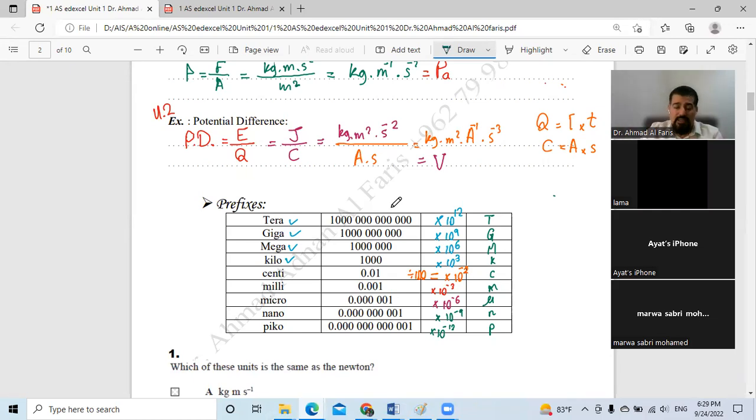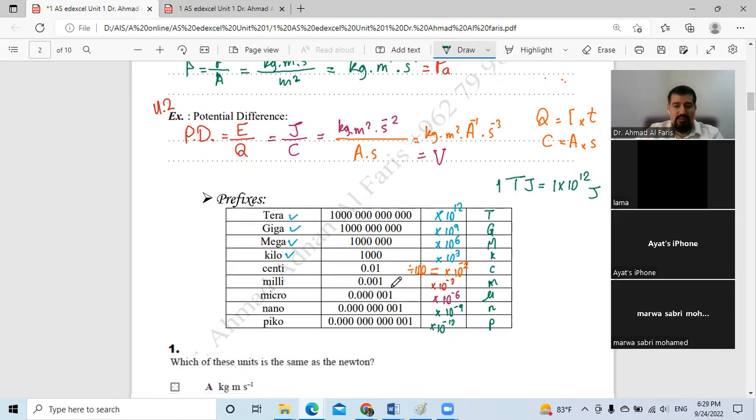We have to know how to convert any value that they give us to the base unit. We are not going to keep it in, for example, terajoule. We are going to write it down as 1 terajoule means 1 times 10 to the power of 12 joule, etc. We have to know how to convert these values, okay?